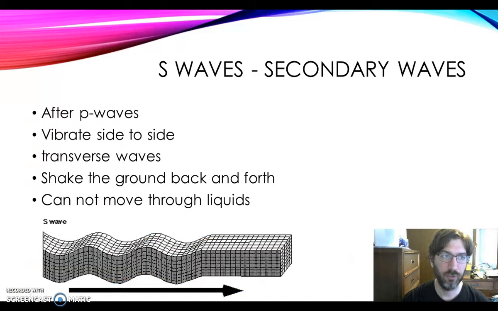Next are secondary waves. Secondary waves are transverse waves. When I mention a wave, you probably think of a transverse wave, where you have this up and down movement. You get crests and you get troughs. Those are your secondary waves. They vibrate things side to side, and they're going to shake the ground back and forth. However, these types of waves do not move through liquids very well. So if your earthquake's epicenter is underwater, you're not going to see much effect from your S waves. However, your primary waves, you will still get plenty of results from.